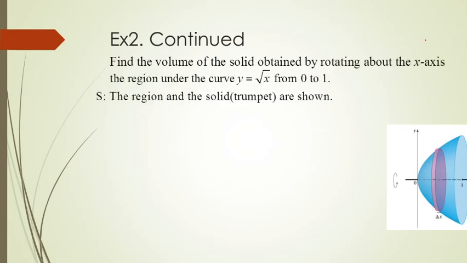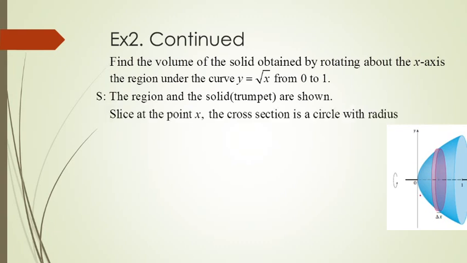Repeat the question. The region and the solid trumpet are shown. The region will be this one, and the cross section is a circle. Now slice at some point, x, which will be some value between 0 and 1. That is a and b in the definite integral.